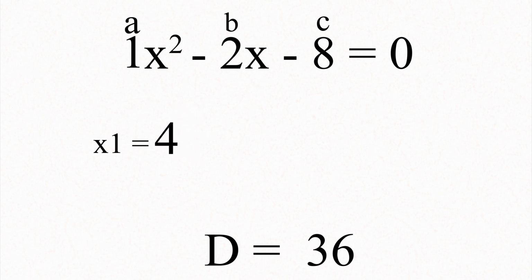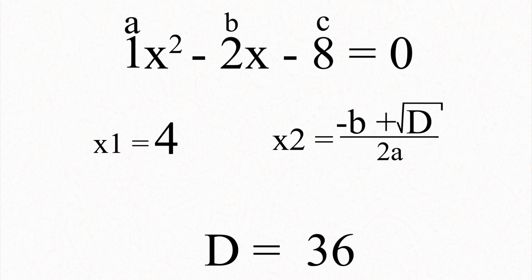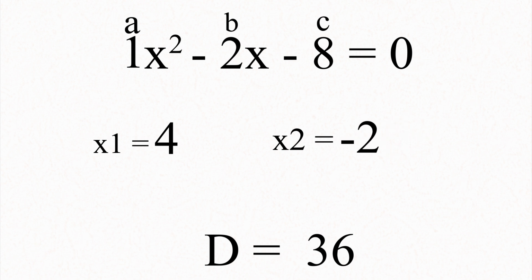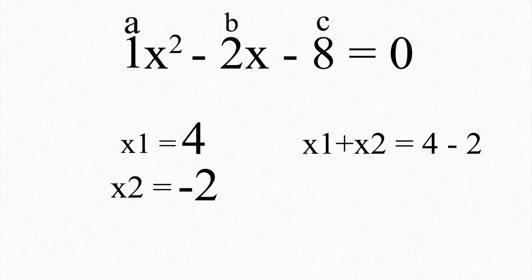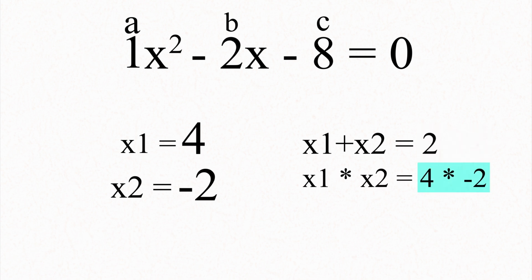Okay, let's find the second x. The formula for the second x is exactly the same as the first one, but we replace the plus with a minus. And 2 minus 6 is minus 4. And minus 4 divided by 2 is minus 2, so the second x is minus 2. And let's add our answers and then multiply them. 4 minus 2 is 2, and 4 times minus 2 is minus 8.